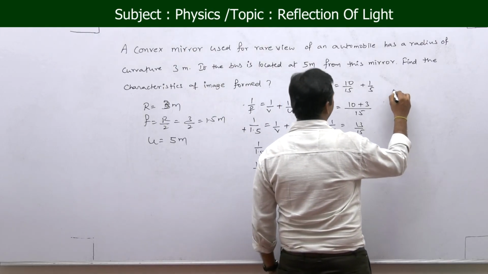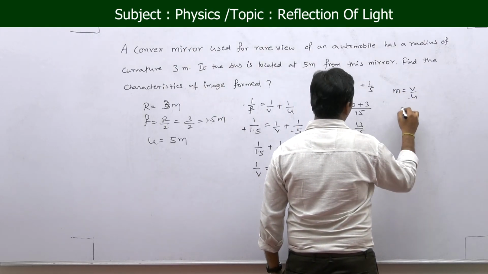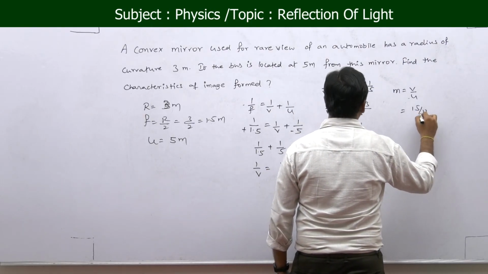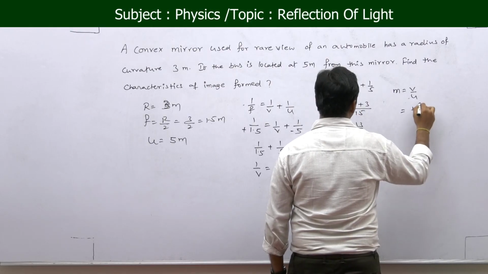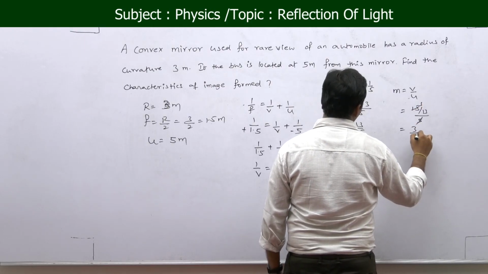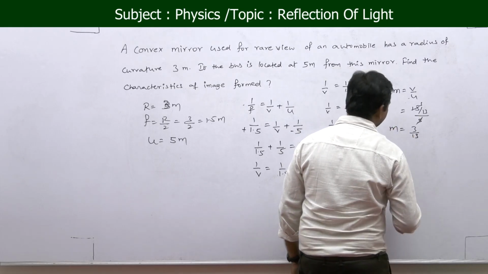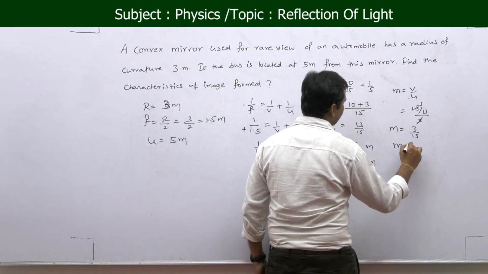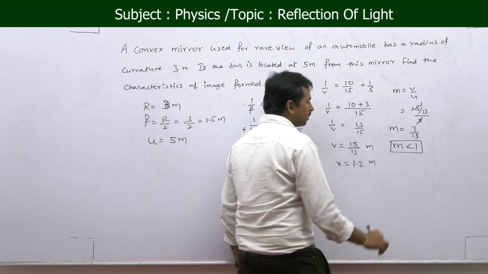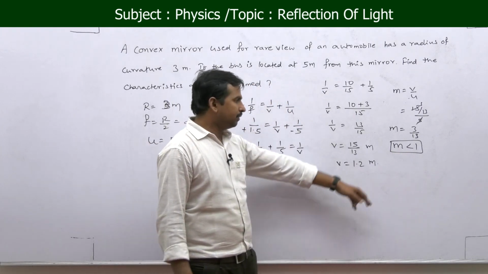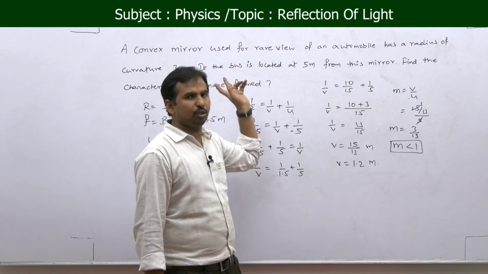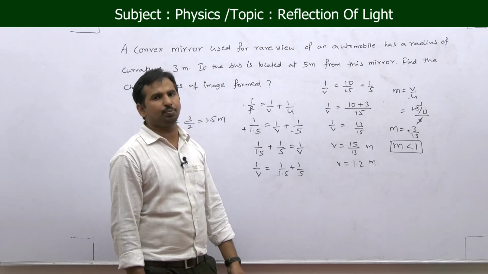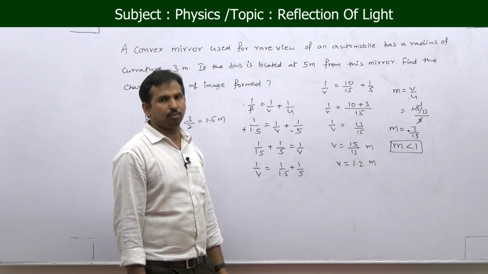If you find the magnification, m is equal to v by u, then v is 15 by 13 and the object distance is 5, so we get a magnification value of 3 by 13. As the magnification is 3 by 13, the m value is less than 1, which represents a diminished image. Not only that, the m value is positive, which means a virtual image is formed.